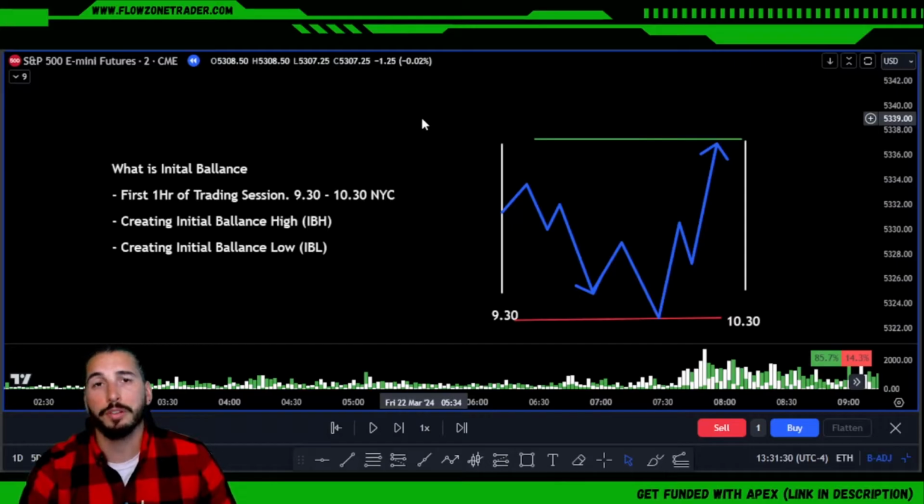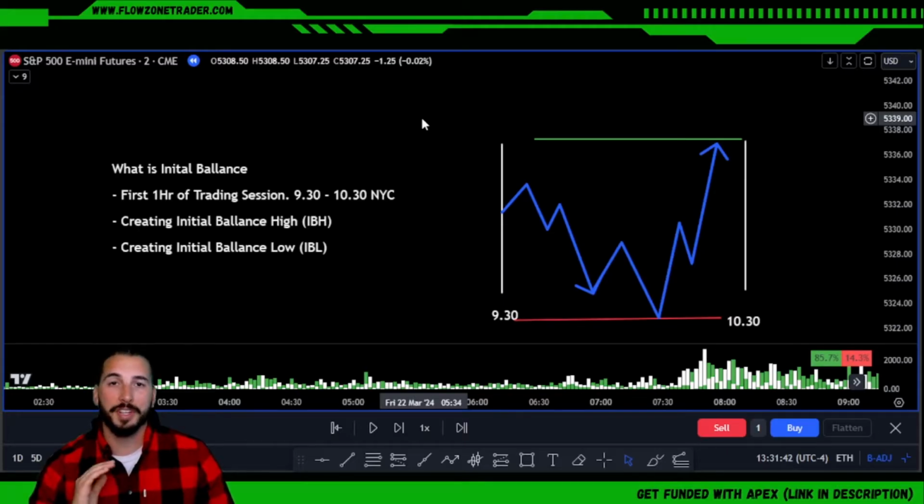Very simple concept. Now you can find indicators to do this. If you trade with me and the Flow Zone community, of course, you get the Flow Zone Pro indicator, which sets this automatically for you every single day. That's how often I use it.